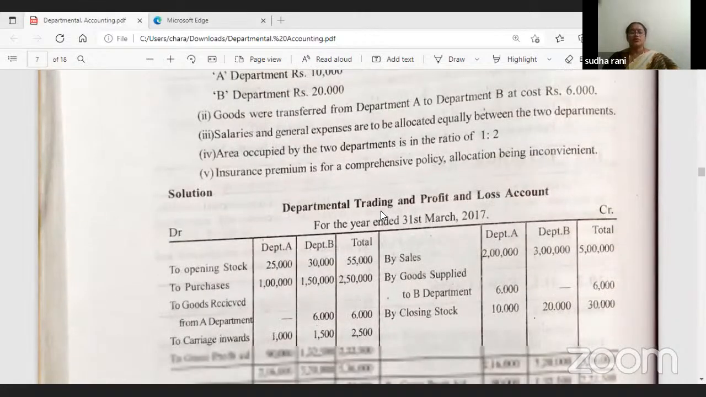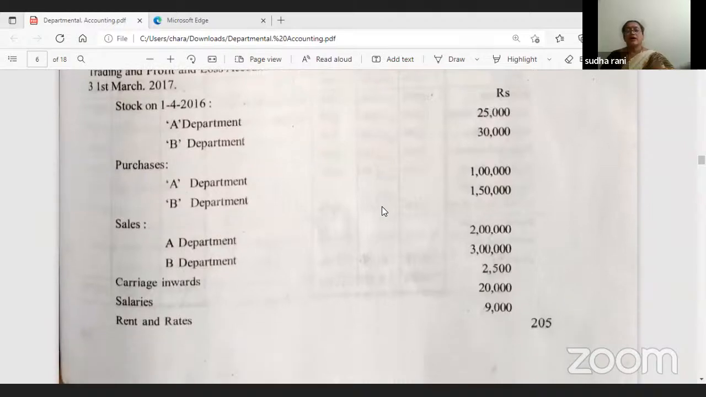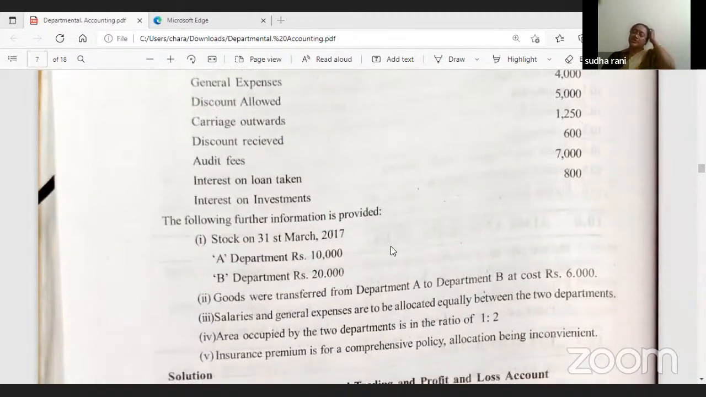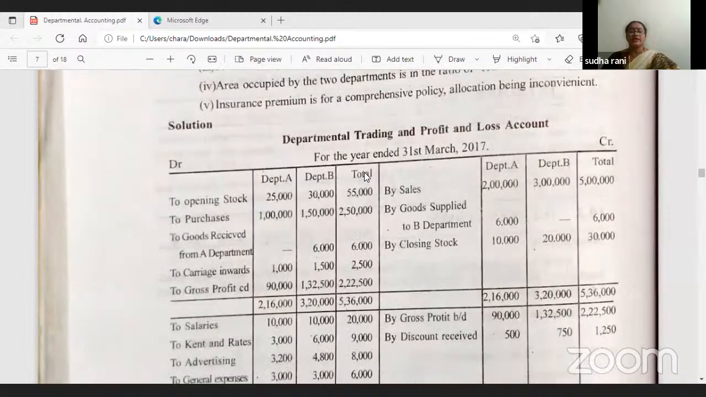Now what we are supposed to do, whatever information the department was given, how you prepare the trading account: opening stock, purchases, closing stock, sales, same way we do here also. For department wise we will show, so both we will show here. So department A, department B and total. Earlier you used to have only total column. Here that amount is split. Okay, department wise we are showing, then total we are showing. So three amount columns to show this.